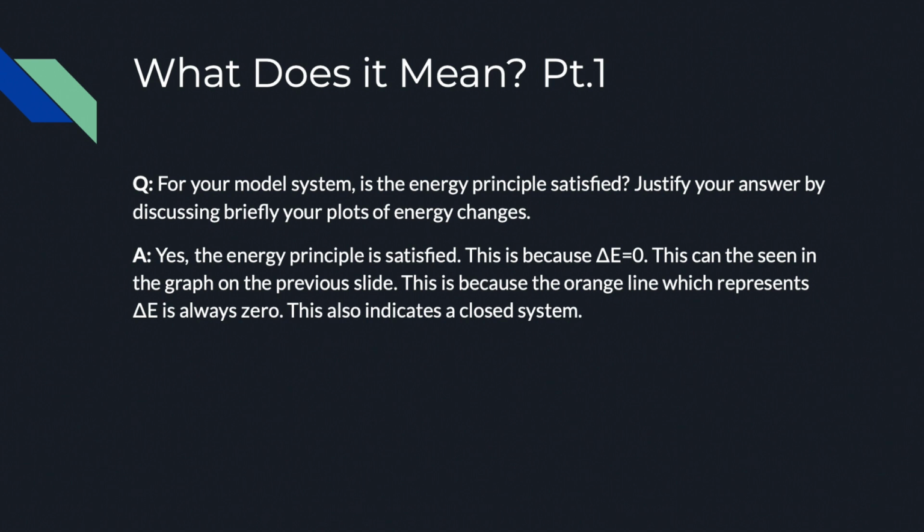This can be seen in the graph on the previous slide. This is because the orange line, which represents delta E, is always 0. This also indicates a closed system.